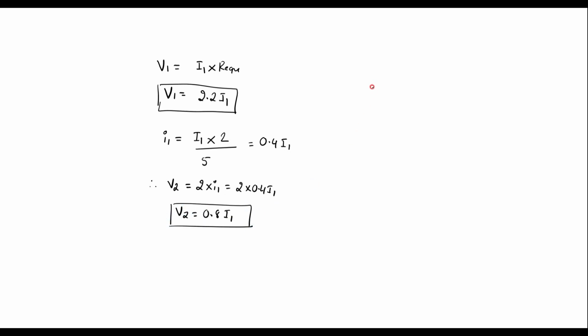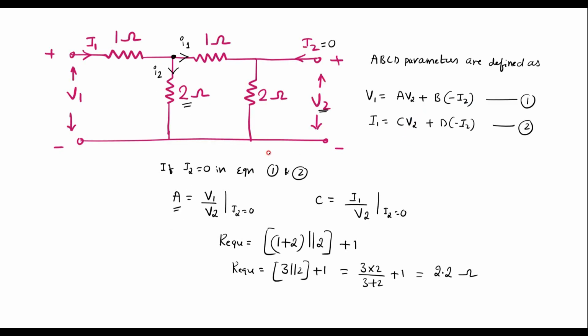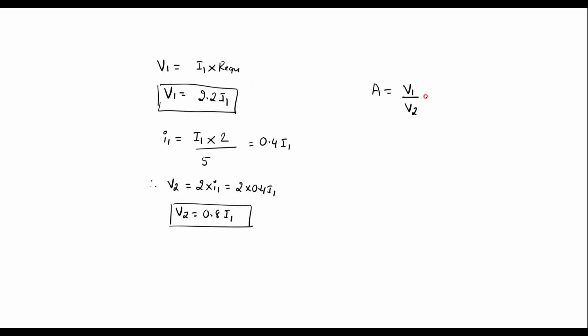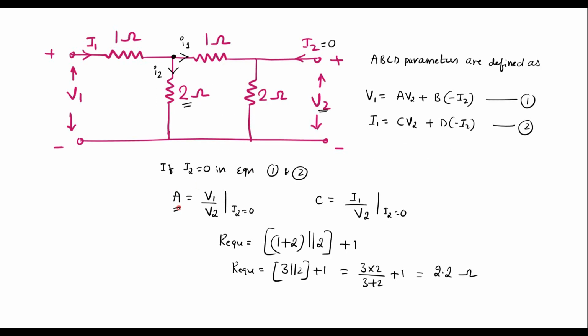So we know that A is equal to V1 by V2. V1 is 2.2 I1 divided by V2, which is 0.8 I1. Therefore A will be equal to 2.2 divided by 0.8. It gives 2.75. There is no unit since it is voltage by voltage, so it's a constant. A is equal to 2.75. So we found the first parameter A.